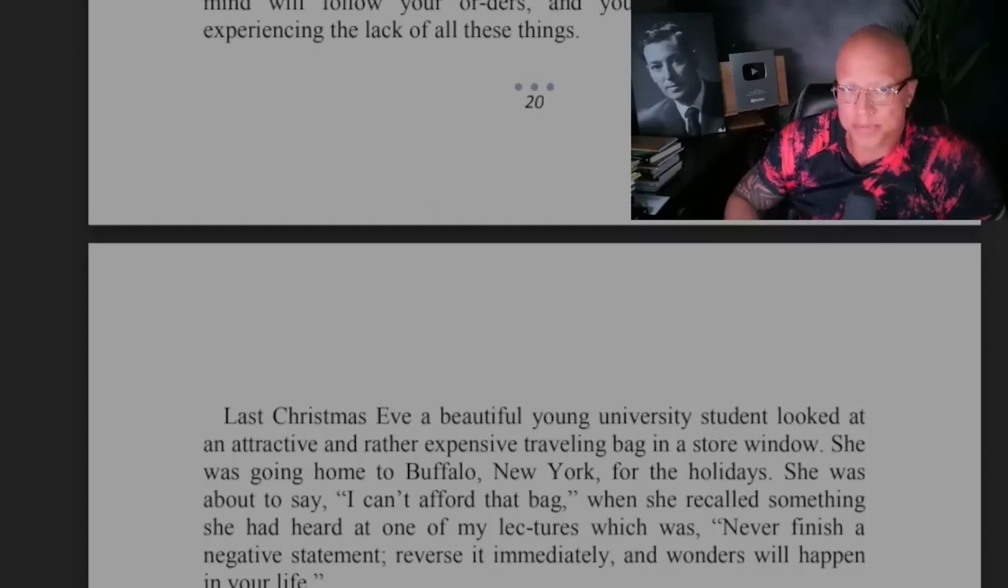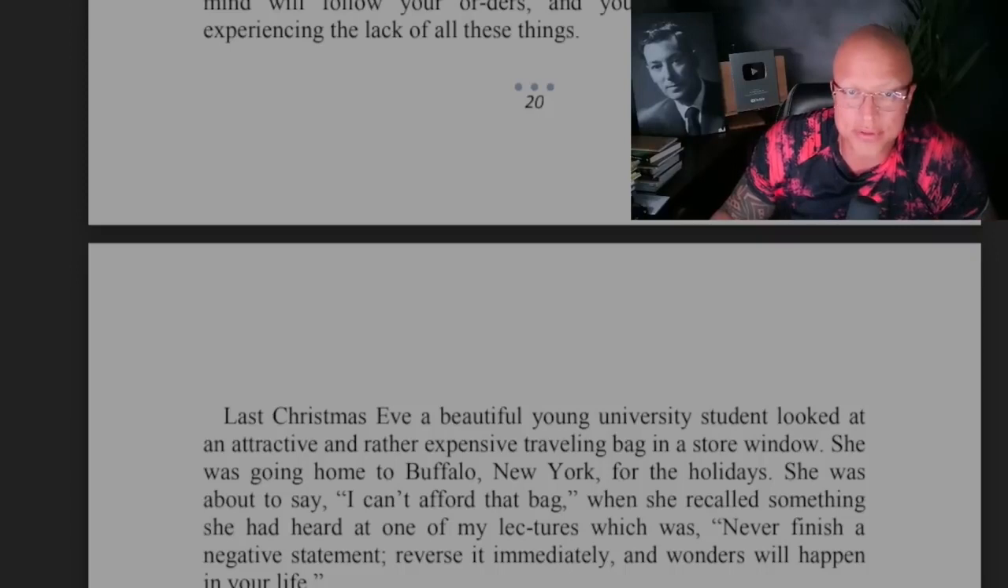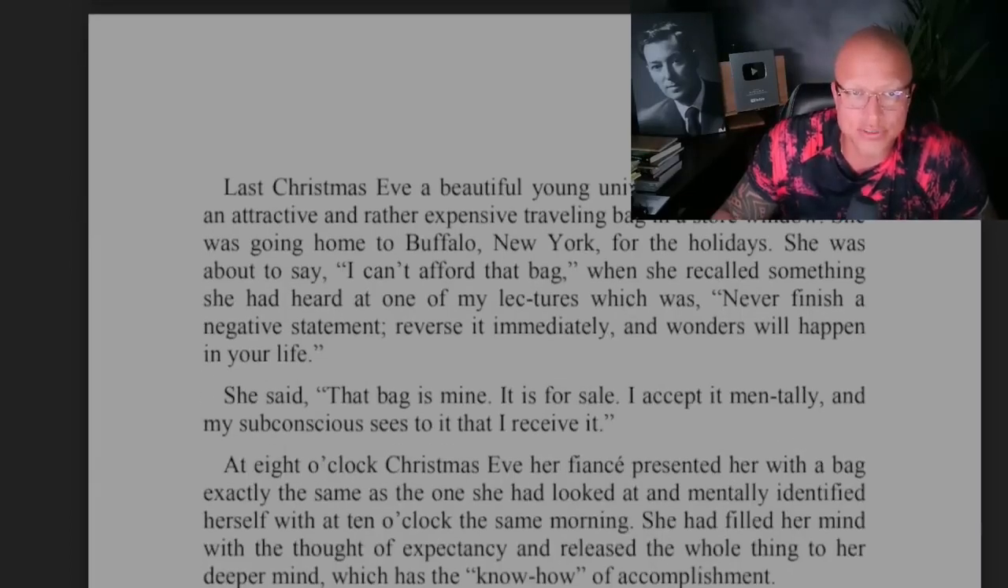Okay, so last Christmas Eve, a beautiful young university student looked at an attractive and rather expensive traveling bag in a store window. She was going home to Buffalo, New York for the holidays. She was about to say, "I can't afford that bag," when she recalled something that she had heard at one of my lectures, which was, never finish a negative statement. Reverse it immediately and wonders will happen in your life. She said, "That bag is mine. It is for sale. I accept it mentally, and my subconscious sees to it that I receive it."